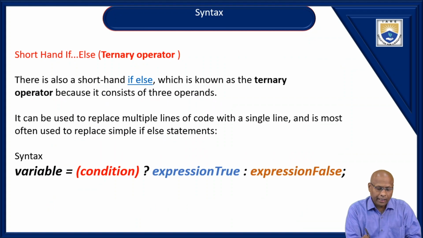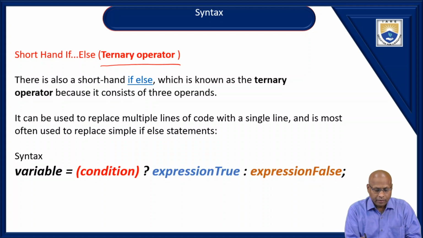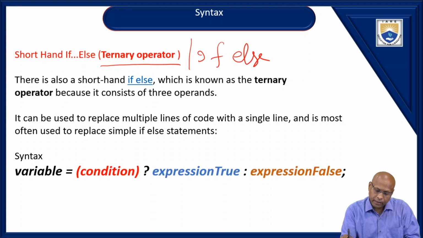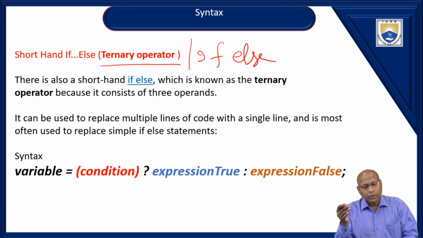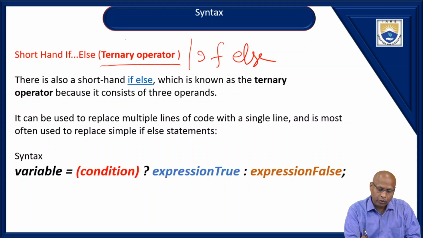Then there is one more operator, a special operator called the ternary operator. This ternary operator is a special type of operator which is also an alternate to if else. If you do not want to write if else, you can write in a simple way using the ternary operator. The ternary operator syntax is a question mark with a colon symbol.